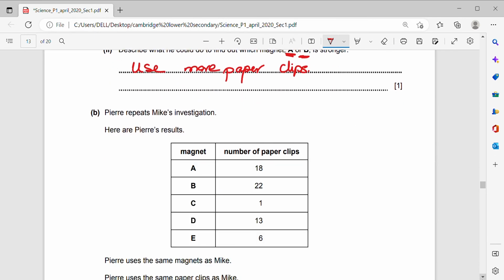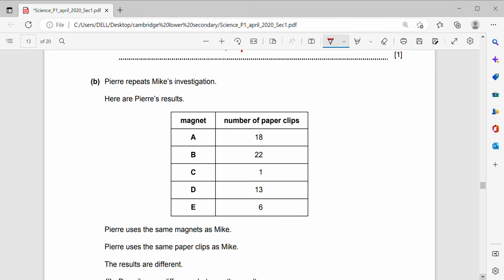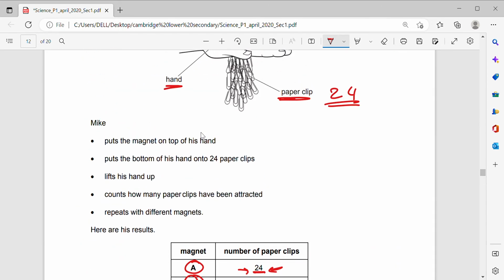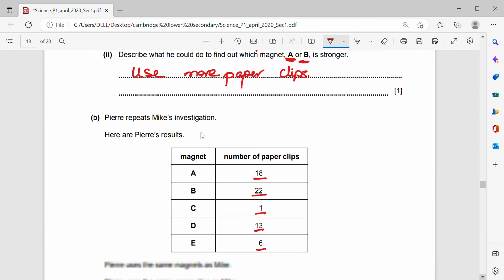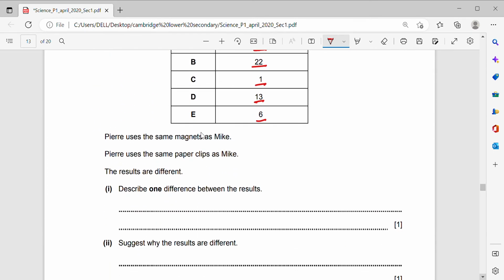Great. Next question. Pierre repeats Mike's investigation. Here are Pierre's results. برضو بالmagnets number of paper clips 18, 22, 1, 13, 6. لو بصينا للvalues بتاعت بيير هنلاقيها أقل من الvalues بتاعت مايك. هنا مايك كان عندي 24, 24, 7, 19, 12. أما بيير عندي 18, 22, 1, 13 and 6. طيب, what's the difference between the results here? إيه الديفرنس ما بينهم؟ هنا fewer number of paper clips were picked up. Okay.